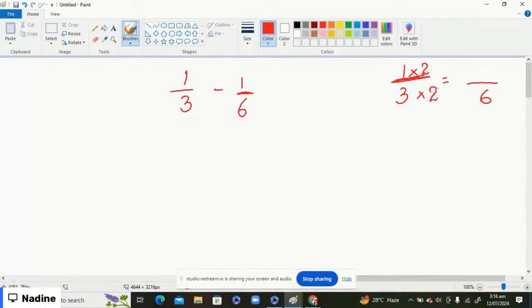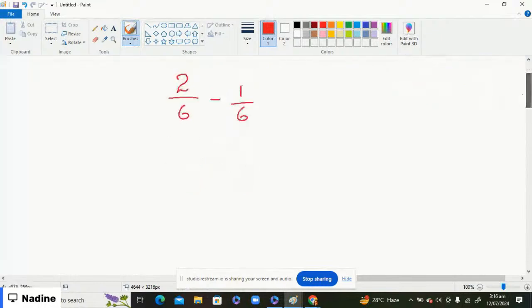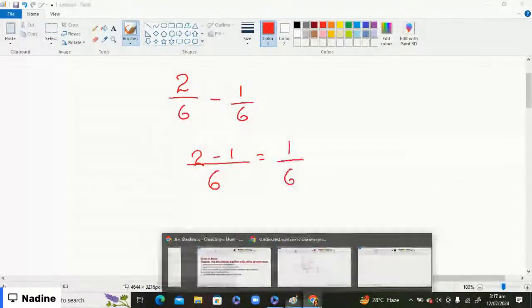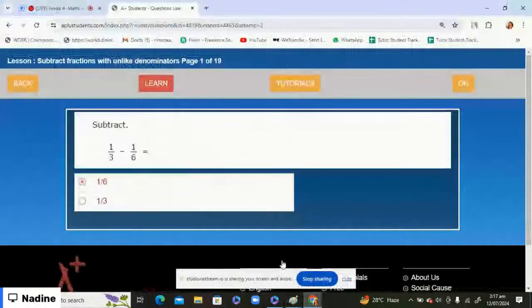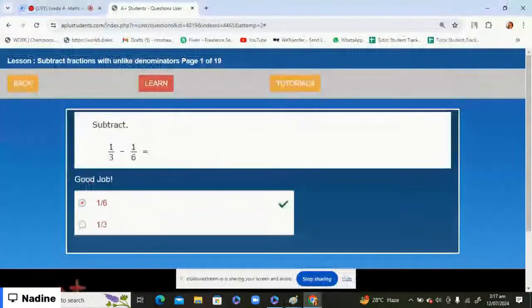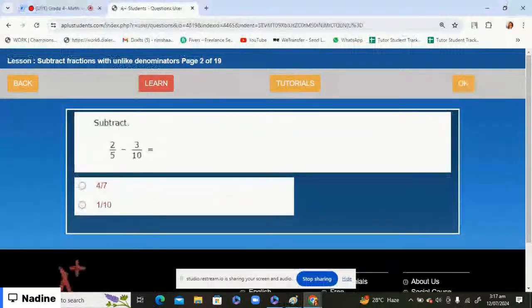So, 1 times 2 is 2, and 3 times 2 is 6. So what does it become? It becomes 2 by 6 minus 1 by 6 here. So now there is 6. So it's 2 minus 1. So the fraction we're getting is 1 by 6. Let's check, is there any option for 1 by 6? Yeah, it's here. So we go with that option.